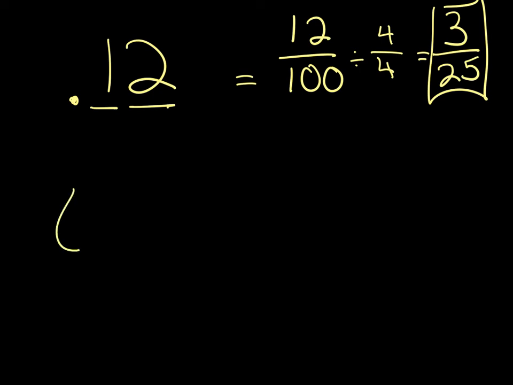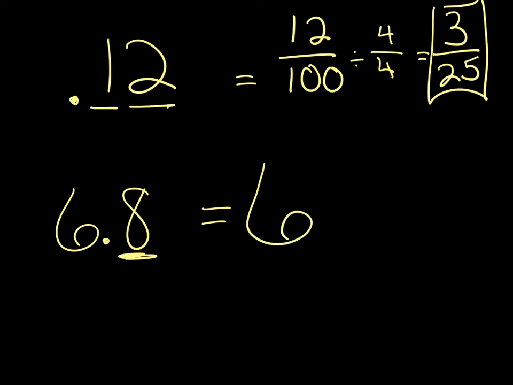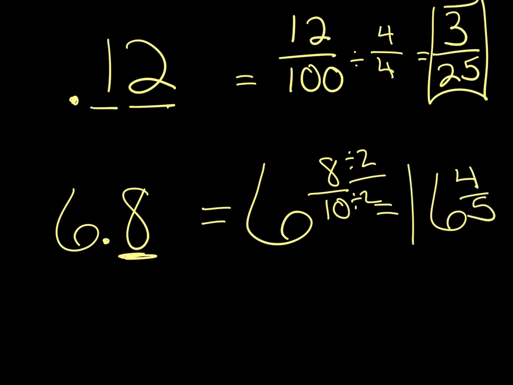You may also come into contact with a problem like this. So 6.8 is the incorrect way to read it, so we read it as 6 and 8 tenths, because it's in the tenths place. So you write a whole 6 and 8 tenths, and then simplify if needed. So 2 will go into both of them. So this would be 4 fifths. So 6 and 4 fifths would be your final answer.